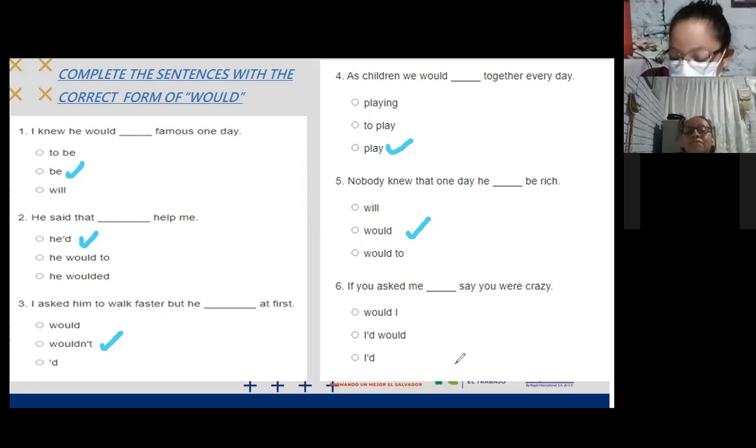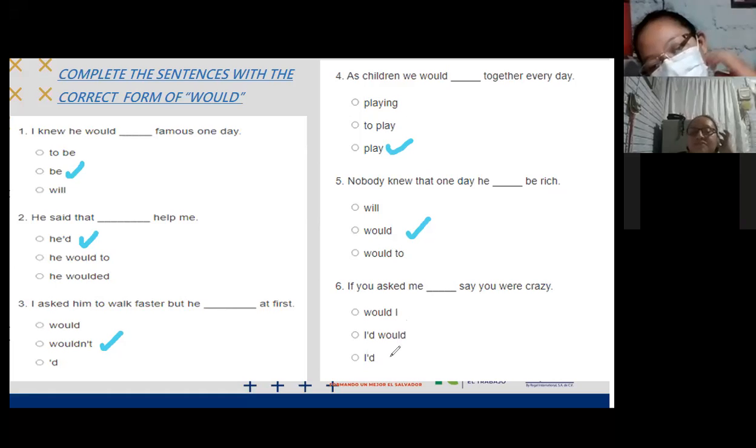And the last one, if you ask me, if you ask me, what do you think would be the answer here? Yes? Oh, I'll. Acuérdense que you ask me, if you ask me, I'll say you were crazy. I'll. Es I, y en ese caso cuando suena la D es I'll say you were crazy.